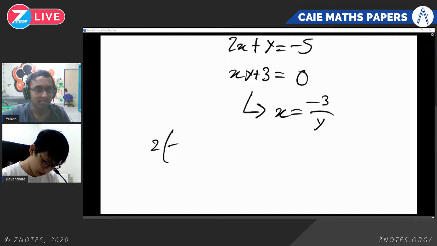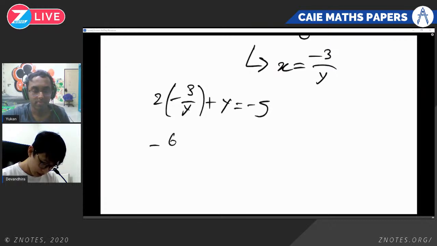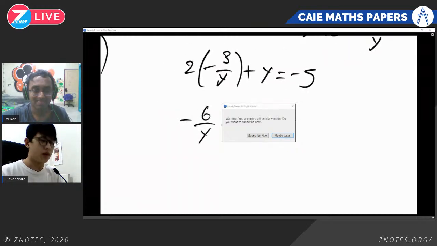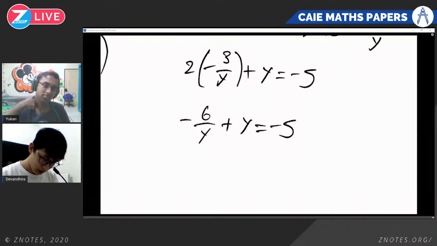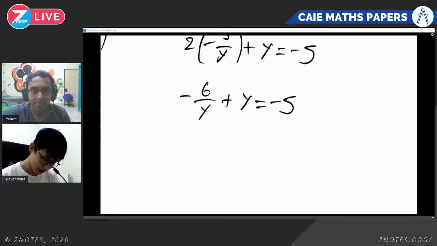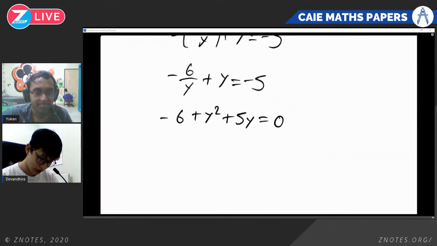Okay. So we have 2 times -3 over y plus y is equal to -5. Let's simplify this a bit more. This will be -6 over y plus y. From here, we can simplify this by multiplying by y. So we have -6, the y got cancelled, plus y squared, and we'll have -5y here, but we'll move it to the other side. So we have plus 5y is equal to 0. Is that correct? Yeah.